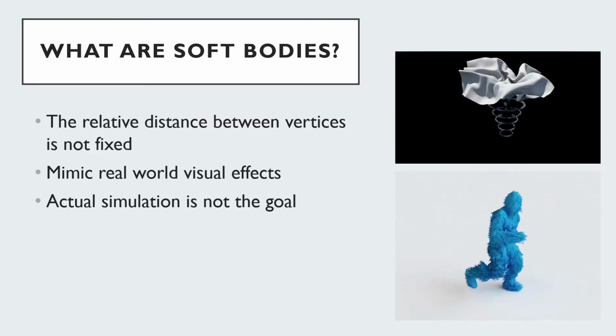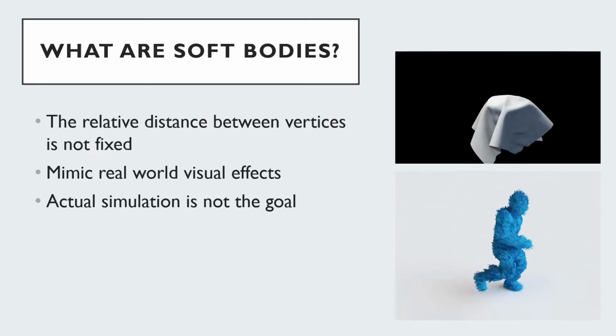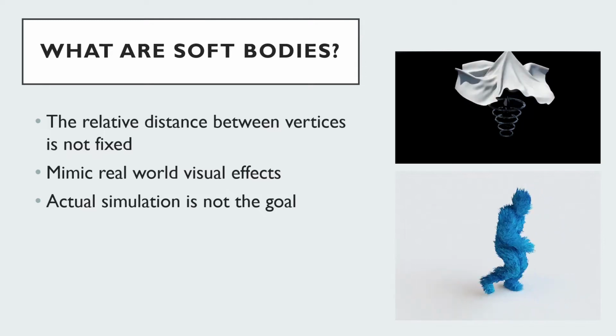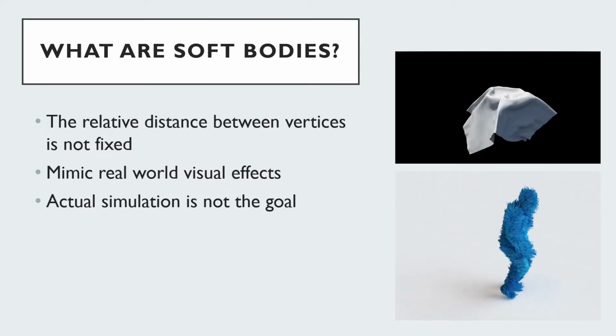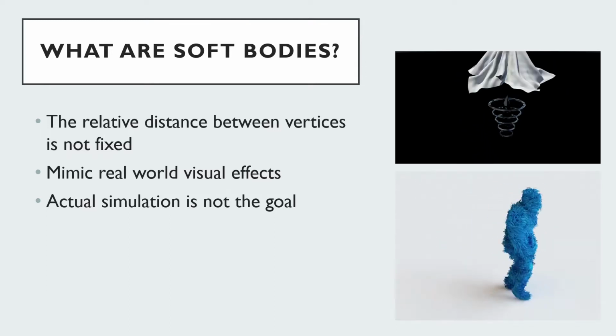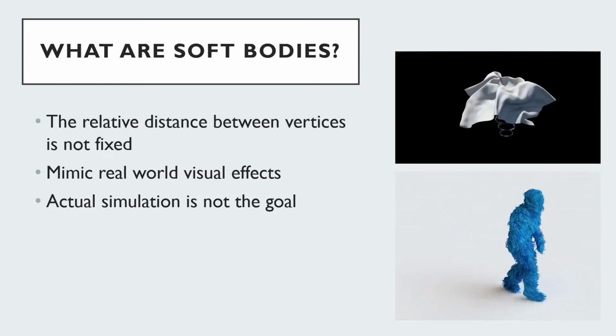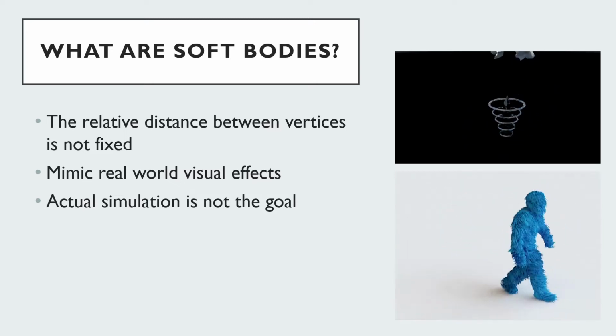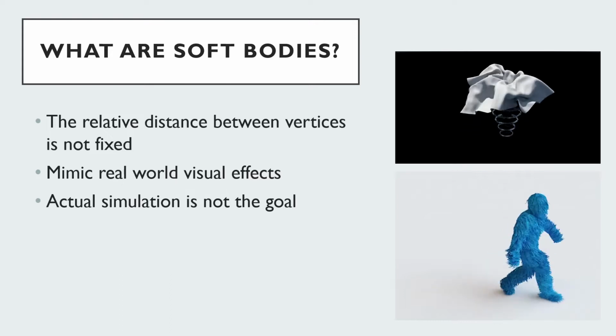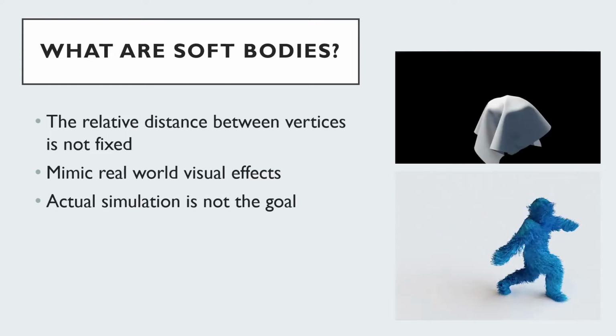So your first question might be, what are soft bodies? Soft bodies are 3D models where the relative distance between the vertices is not fixed. This is in contrast to rigid bodies, where those distances are fixed. All the models we've used so far in the Game Engine series have been rigid bodies.